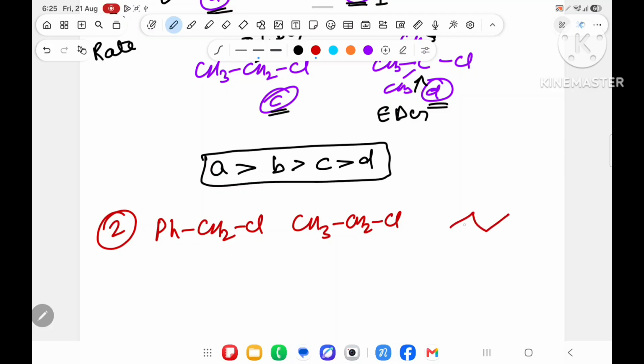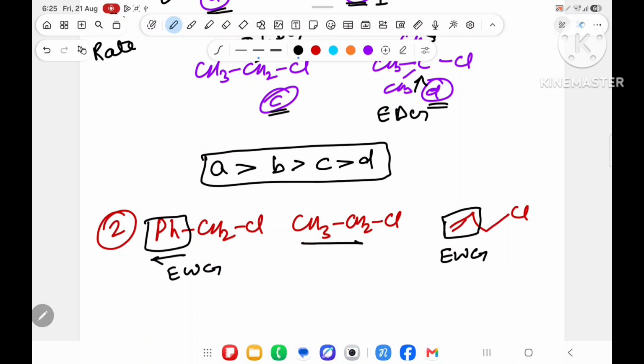and CH2=CH-CH2Cl. This structure I have written in this part. You will say, sir, that this phenyl is an electron withdrawing group. This alkene is an electron withdrawing group. This is an electron donating group. Sir, electron donating group is not good. A, B, C. So B will be in the last. Now we have to judge between A and C.